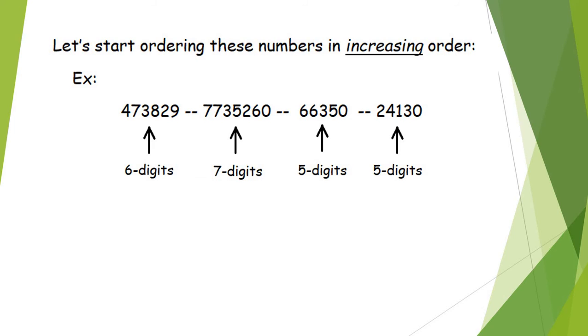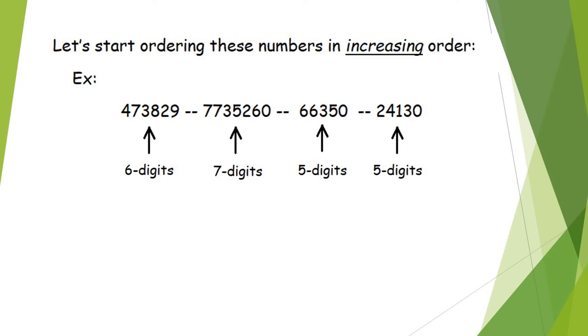Now, as long as I'm going increasing, I will start from the smallest to the biggest. So I'm trying to find the smallest one between them. Each time I need to ask myself, which one is the smallest one? Because I'm increasing, I'm going to grow up, I'm going to be bigger. Okay, so which one of them is the smallest? I need to find the smallest number.